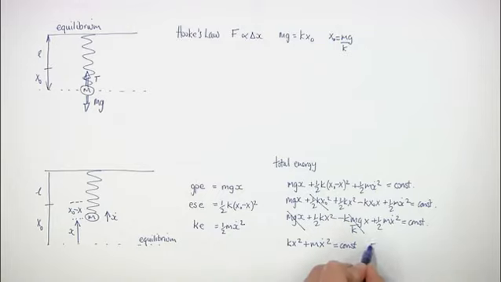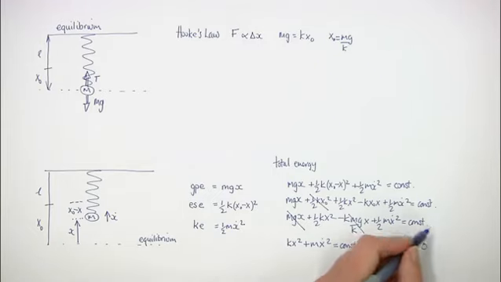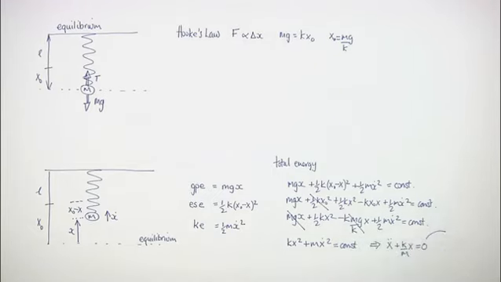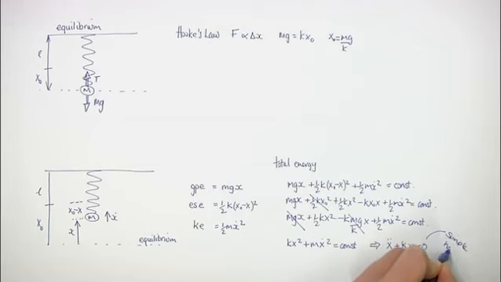Finally, we can differentiate this expression, and it gives us x double dot plus k over m times x equals 0, a second order linear differential equation. And we will come to recognise this particular form as one describing simple harmonic motion.